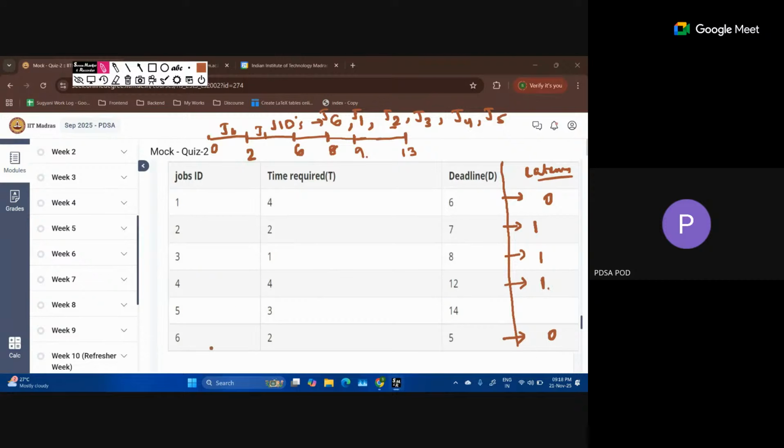Then we have job number 5. It starts at 13 and it takes 3 hours. So it ends at 16 in total, right? So here the lateness will be 2. So the maximum lateness value is 2. Same, I also got that. Any doubts?